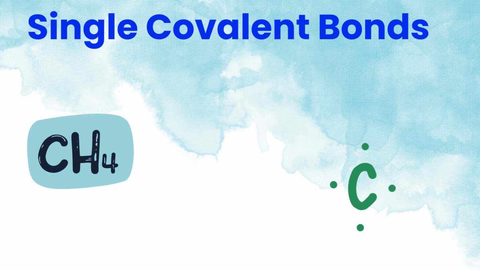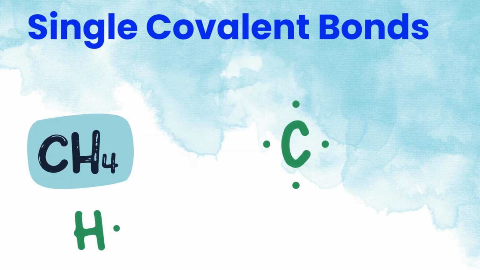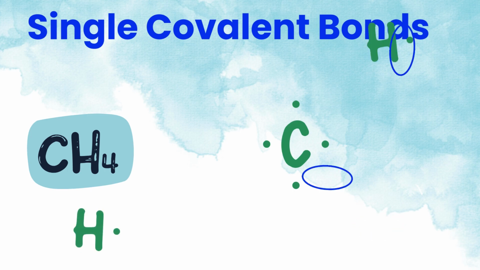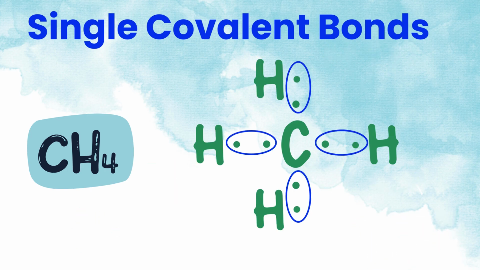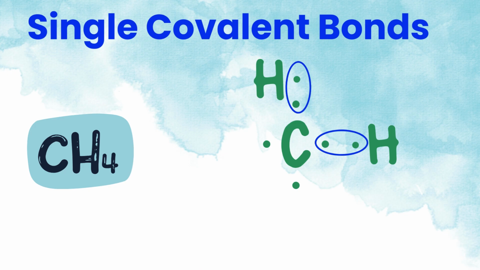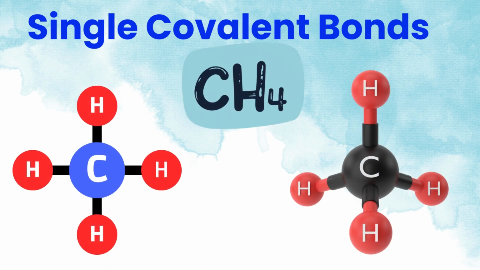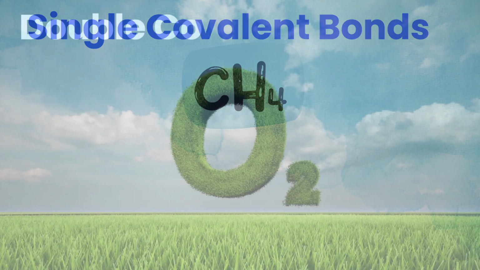CH4. Carbon has 4 valence electrons. Hydrogen has 1 valence electron. So 1 carbon will bond with 4 hydrogens. They share electrons to form 4 separate single bonds.